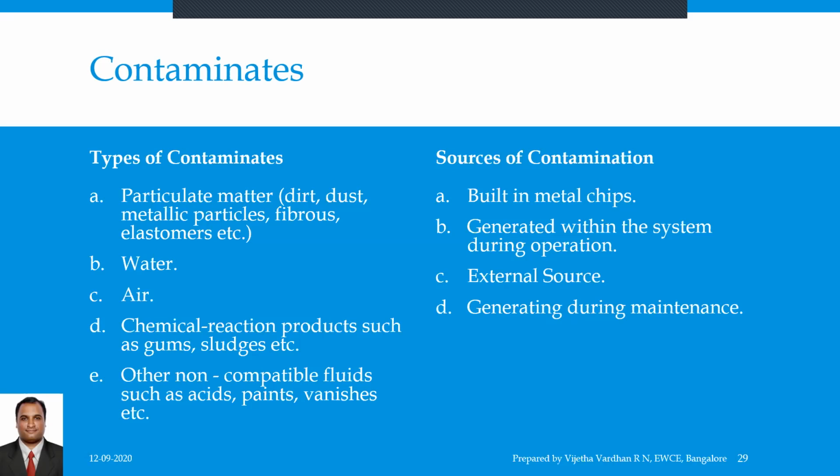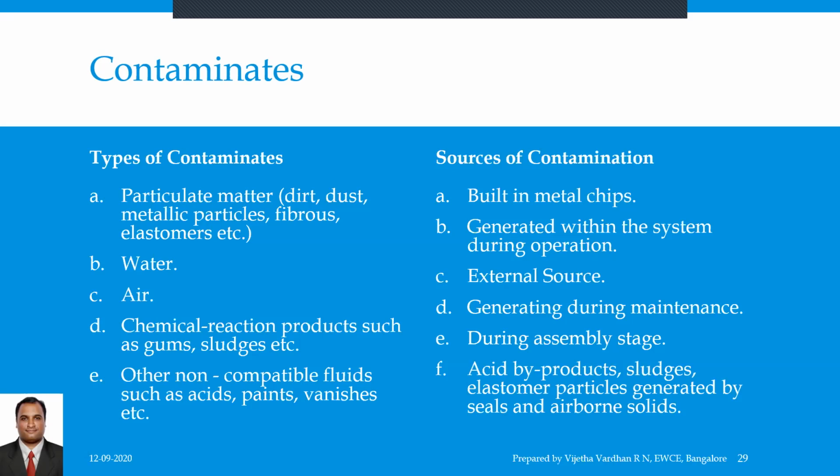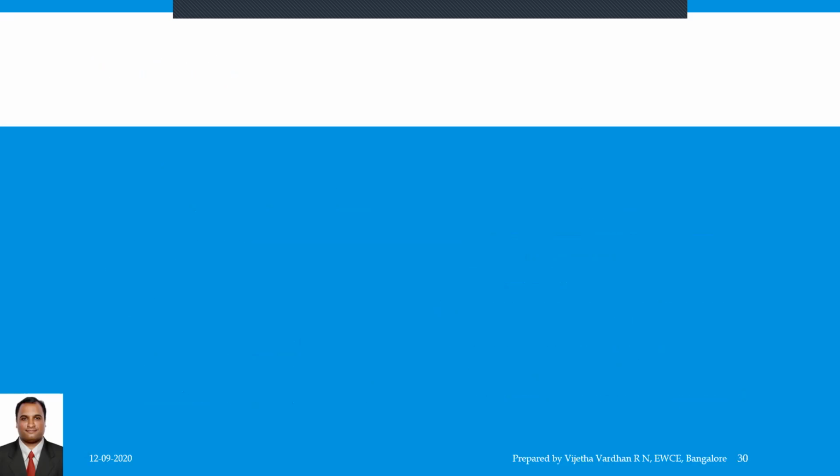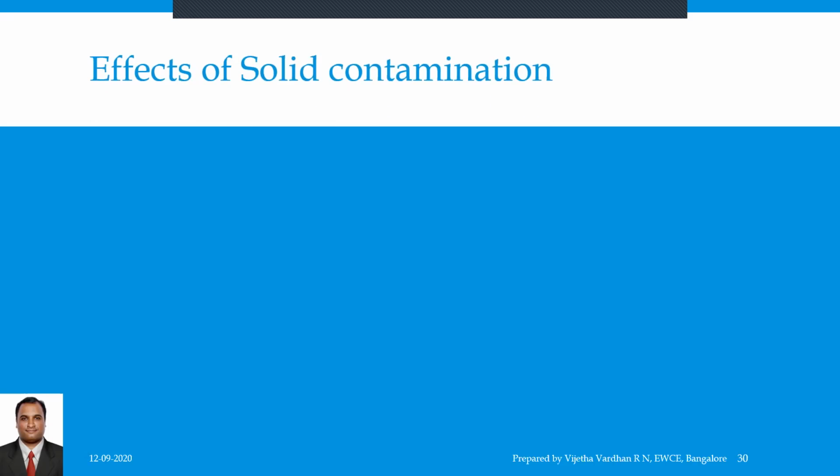Then contamination generated during maintenance: frequent opening and closing of the system, exposing the system to unfavorable environments, addition of fluids to the reservoir during filling up operation, etc. And during the assembly stage, pipes may not be cleaned thoroughly, corrosion, other components stored in unfavorable conditions, and surplus materials during the mounting of seals, packages, etc. Then acid byproducts like sludges, elastomers generated by the seals, and air-blown solids. Then coming to what are the effects of contaminations.